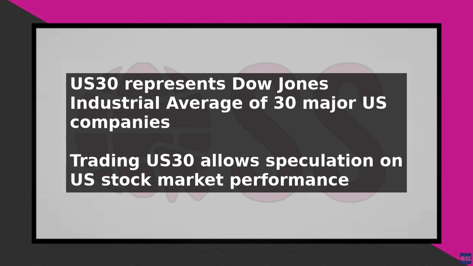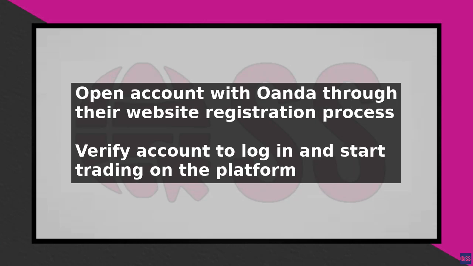Visit their website, click on the Sign Up button, and follow the registration process. Once your account is verified, you can log into the platform and start trading. To trade US30, navigate to the Oanda trading platform and search for US30 in the search bar. Click on the US30 symbol to open the trading window.